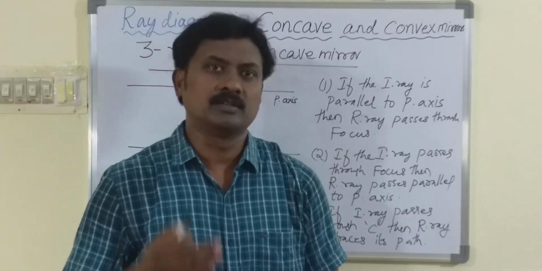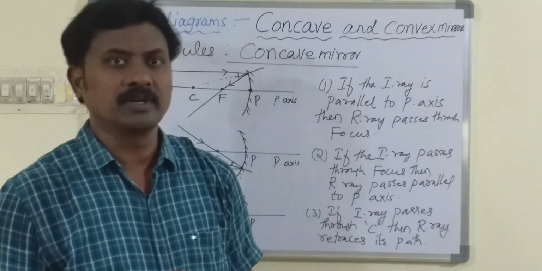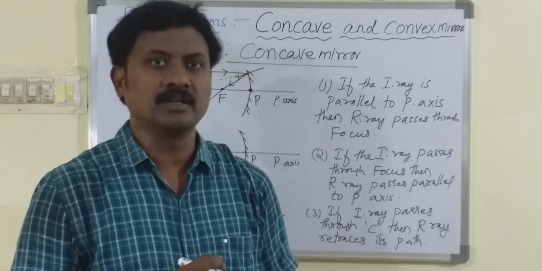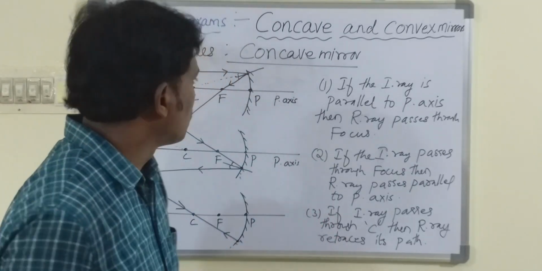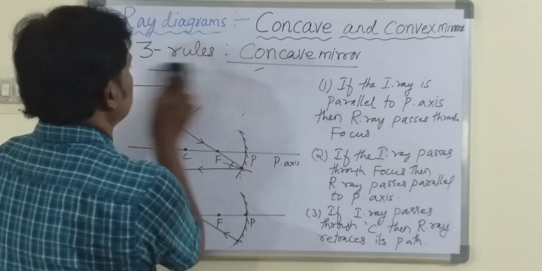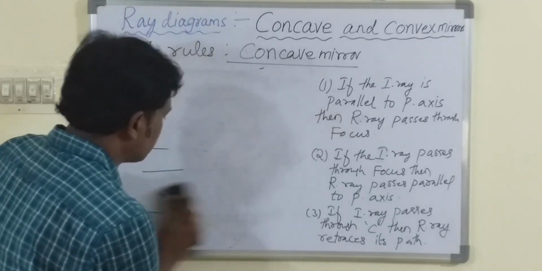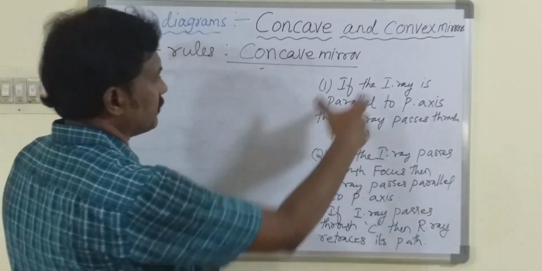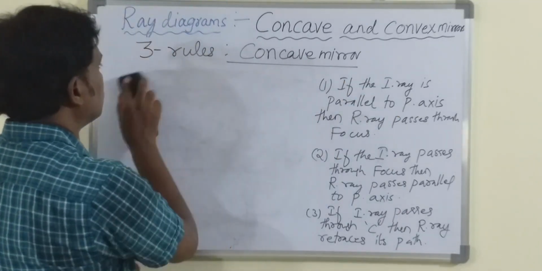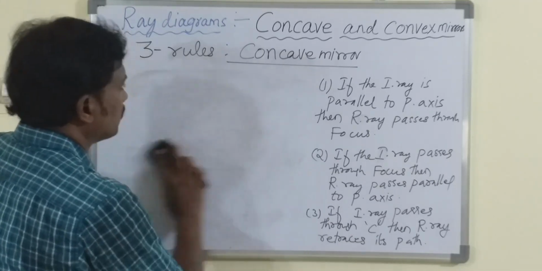Now let us draw the ray diagrams. Okay, we have total 6 cases. So let us try to draw each case. While drawing all the cases, you must remember the 3 rules. So that's why I have written the 3 rules here. So each case we are going to see.